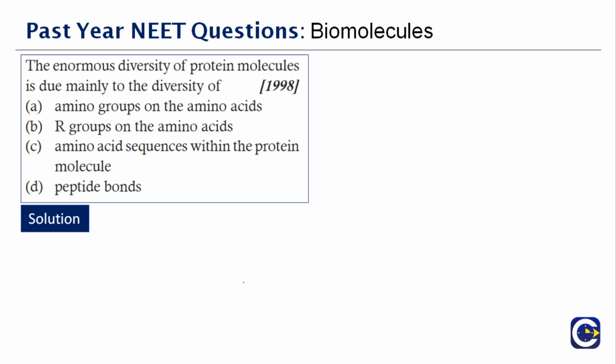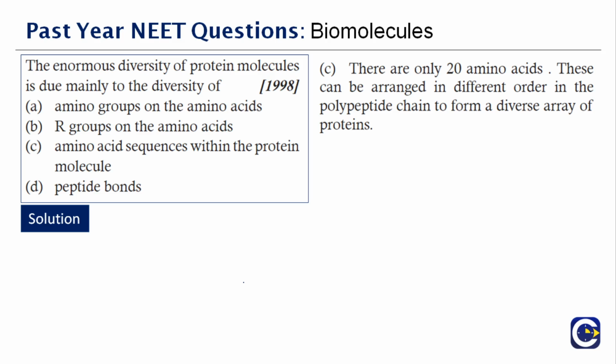I just now told you what is amino acid, right? The conversion of a protein to a simpler form is called an amino acid. There are more than 20 amino acids, but our body has about 20 amino acids, and these can be arranged in different order in the polypeptide chain, which form a diverse array of proteins. Therefore, the correct answer to this question is amino acid sequences within the protein molecule.